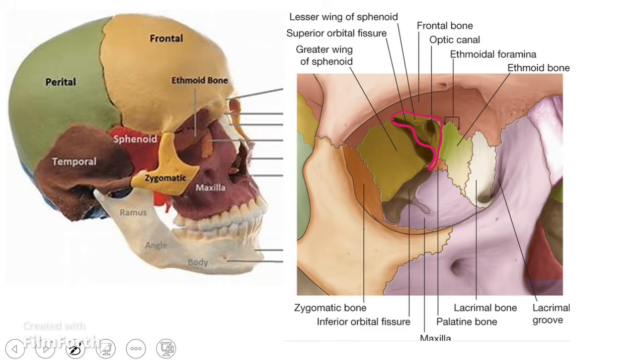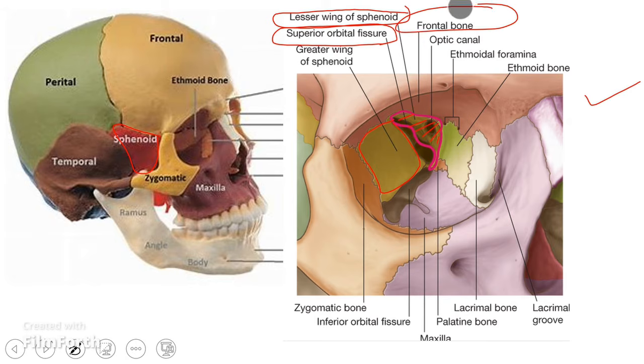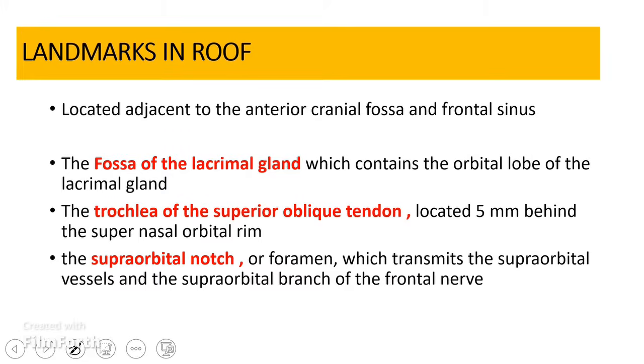Now this picture is just to show you the orientation of the sphenoid. You can see here also, from the lateral part, some part of the sphenoid. In the second picture, what I have marked over here is the lesser wing of the sphenoid. So what did I tell you? The greater wing of the sphenoid and the lesser wing of the sphenoid will enclose a fissure called the superior orbital fissure, and the lesser wing of the sphenoid along with the frontal bone, that is this part, will form the roof of the orbit. So that is very important.